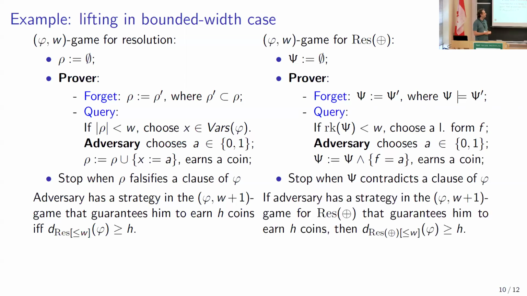And for these games, it can be proved that if there is a strategy for the adversary that guarantees him to earn at least H coins, then the depth in resolution of the parity refutation of width at most W is at least H. So the idea: we take this strategy in the first game and convert it to a strategy in the second game.